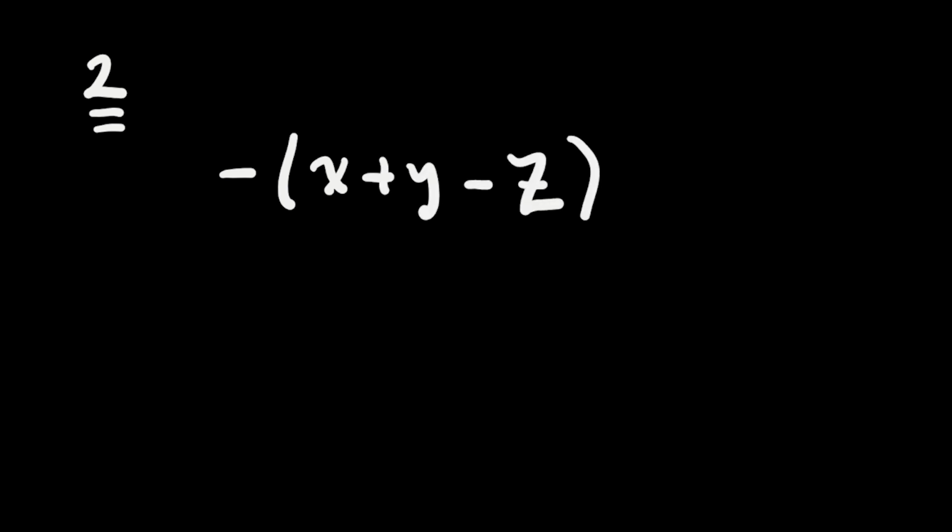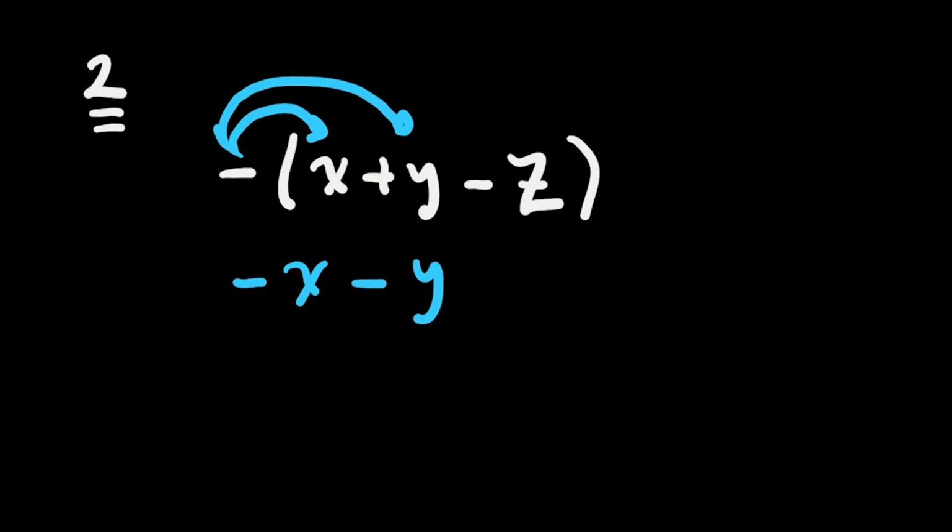Let's see another example. Example number 2 says minus x plus y minus z. As in the previous example, we'll just distribute the negative. So minus multiplied by plus x will be a negative x. Minus multiplied by a positive y will be a minus y. And minus multiplied by a minus z will be a plus z. It's as simple as that. We are just distributing the negative sign.